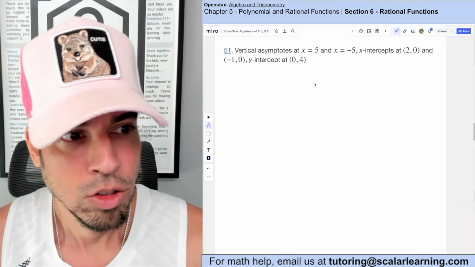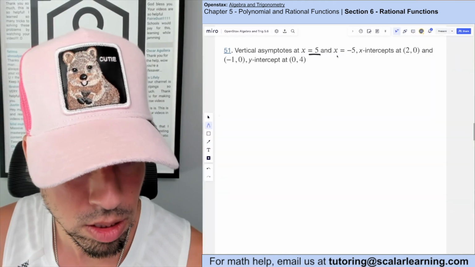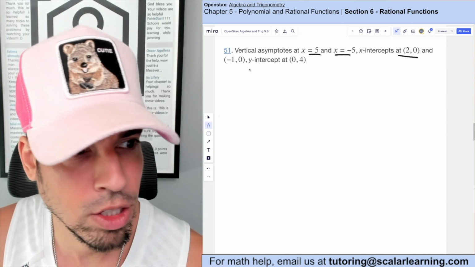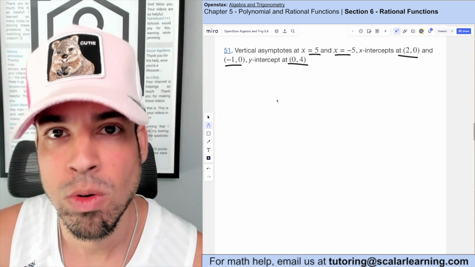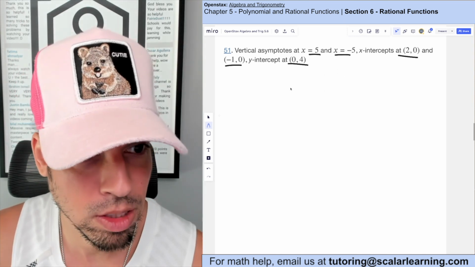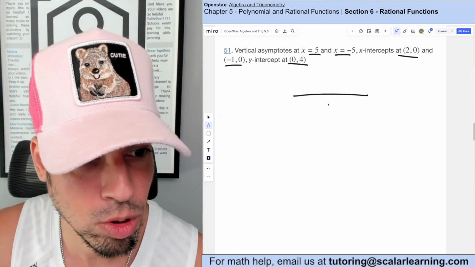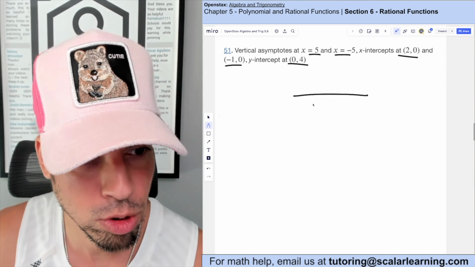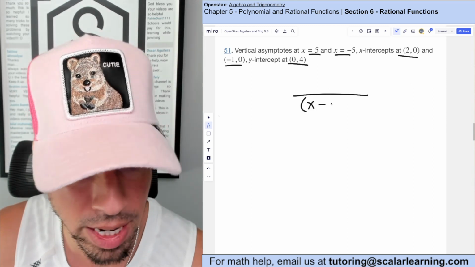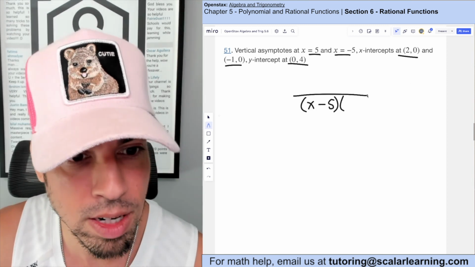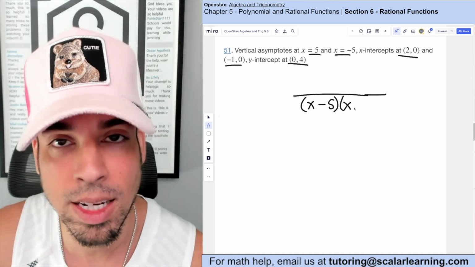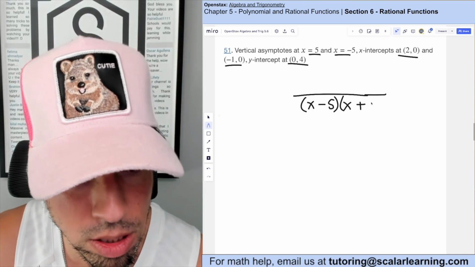Boom, done. So for this one, it starts off by giving us these nice vertical asymptotes, some x-intercepts, and then a y-intercept. So we can use all of this to kind of piece this function together. So I'm going to start with the vertical asymptotes. And remember, vertical asymptotes are what's going to make that denominator go to 0. So if 5 is 1, I know I'm going to have x minus 5. And then if negative 5 is 1, I'm going to have x minus negative 5, aka x plus 5.